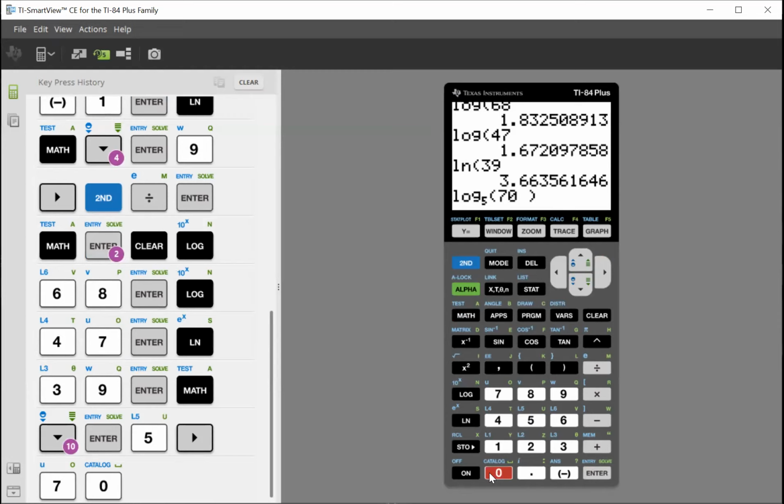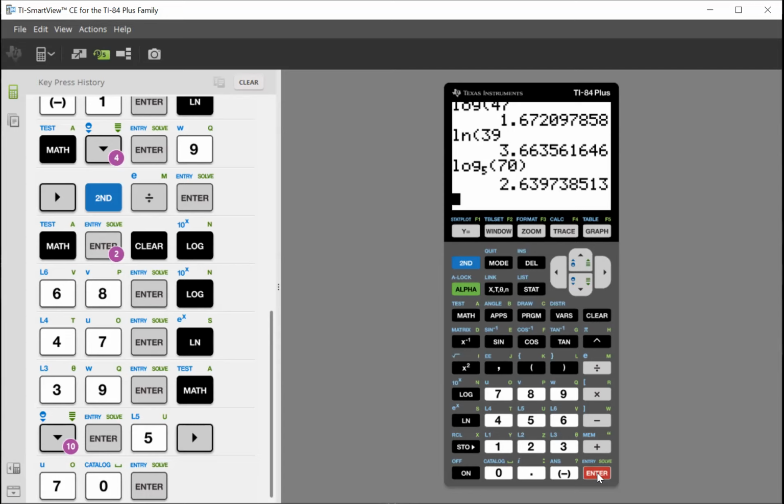5 squared is 25. 5 to the third power is 125. So this exponent has to be in between a 2 and a 3 to get a 70. So watch this when I hit enter. All right, so let's round this off. Still doing 4 decimal places.